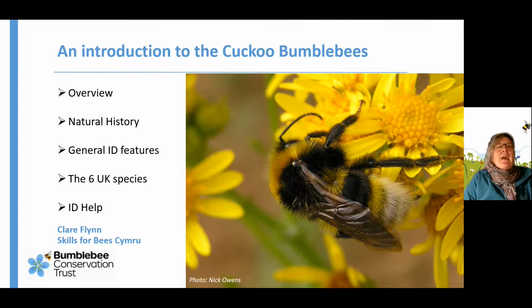Okay, so we will be going over a general introduction and overview to the Cuckoo Bumblebees, including a little bit about their ecology, natural history, some general ID features to look out for, especially if you're a complete beginner to this group. And then some more detailed information on the 6 UK species and finishing off with links to ID help and recording.